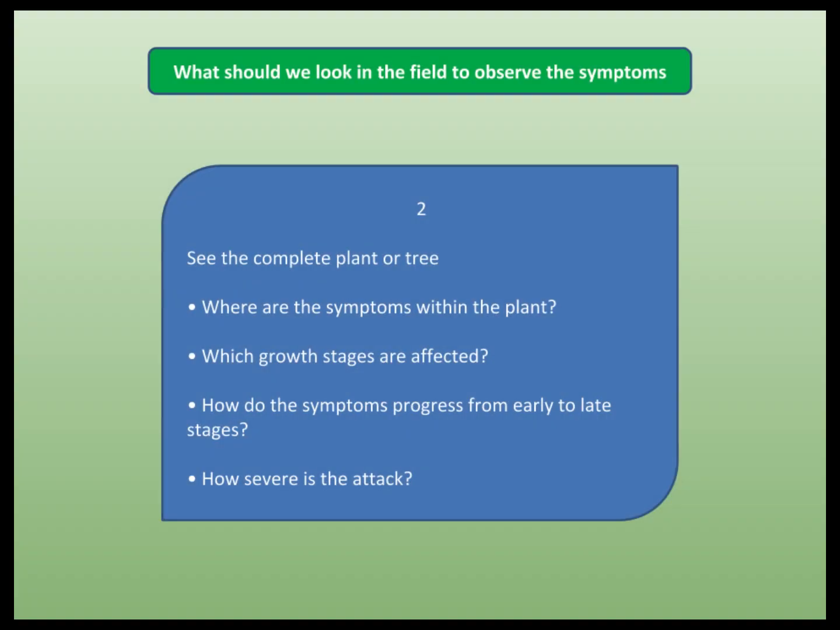In the second step, observe the complete plant from a little distance and see which part of the plant is expressing the symptoms and see in which growth stage the symptoms have occurred, like planting stage, growing stage, flowering stage, fruiting stage, or harvesting stage. Observe the complete plant or tree. Pinpoint where the symptoms are appearing, like specific leaf, specific fruit stage, and so on.